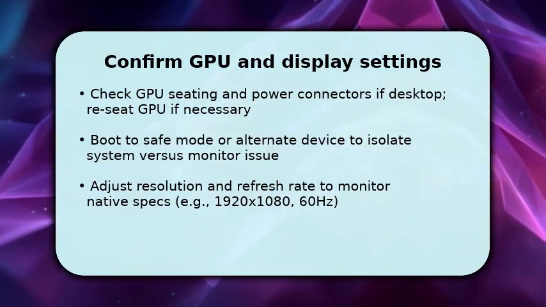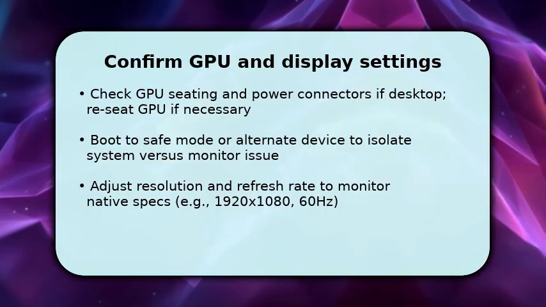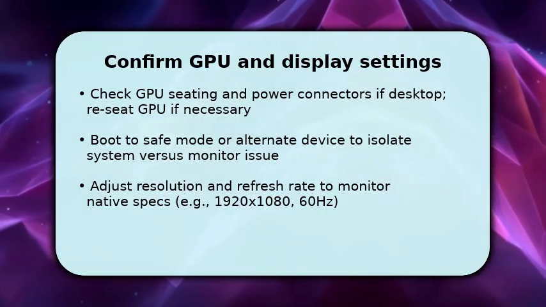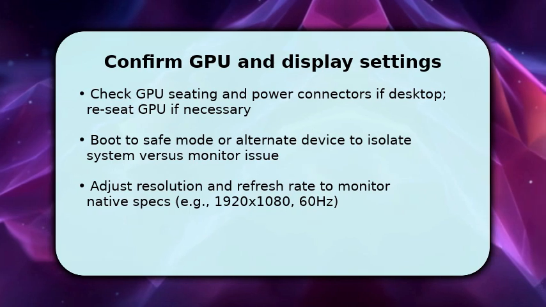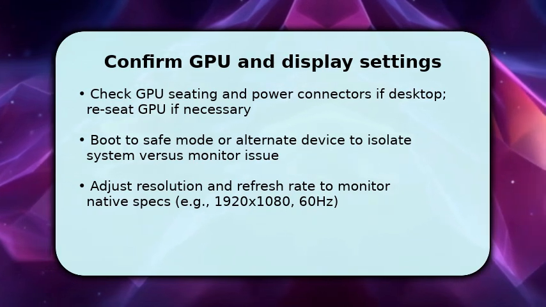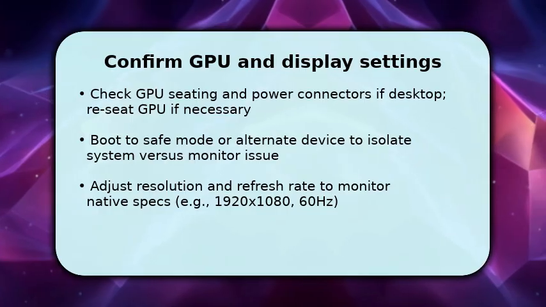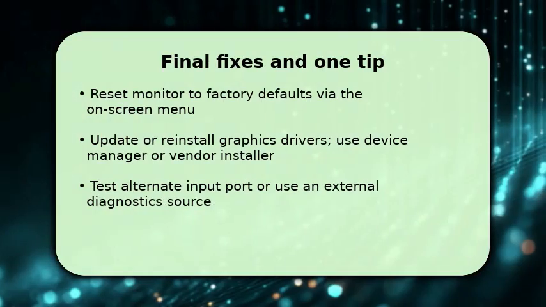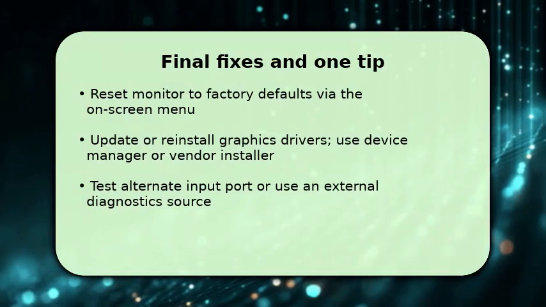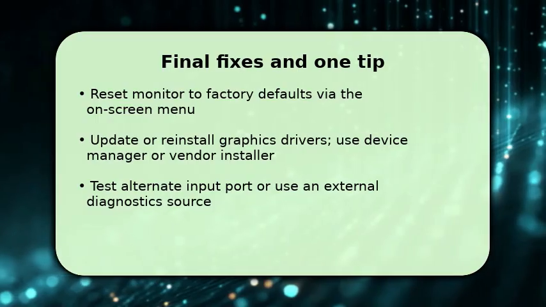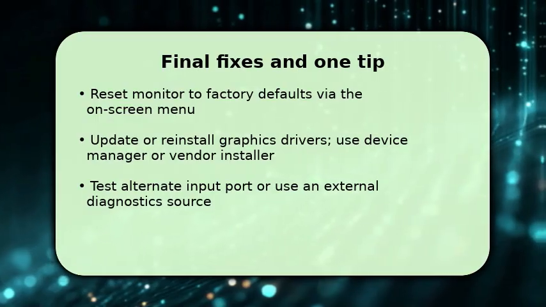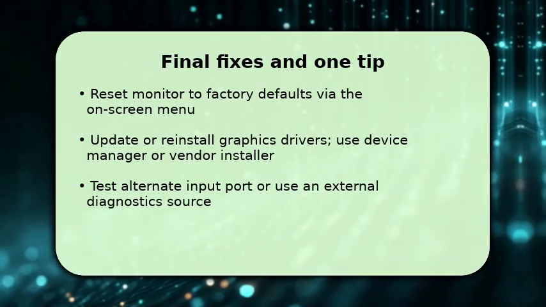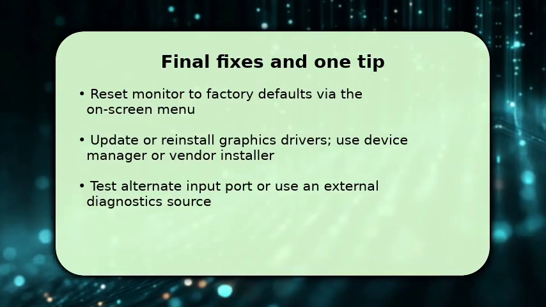Once you confirm the computer is fine, set the display resolution and refresh rate to the monitor's native values to prevent out-of-range errors. You finish by restoring baseline settings and updating firmware or drivers. Use the monitor on-screen menu to reset to factory defaults to clear corrupt config, and then update or reinstall your GPU drivers from the manufacturer to resolve software-driven blank screens.